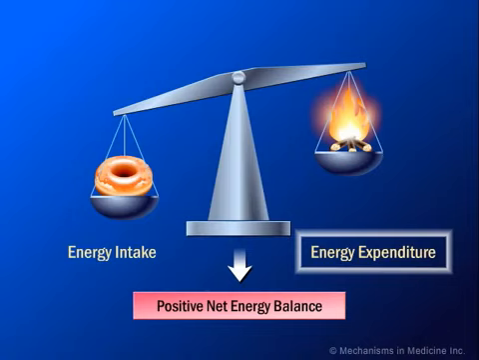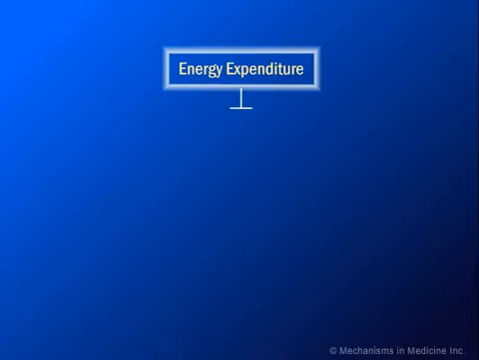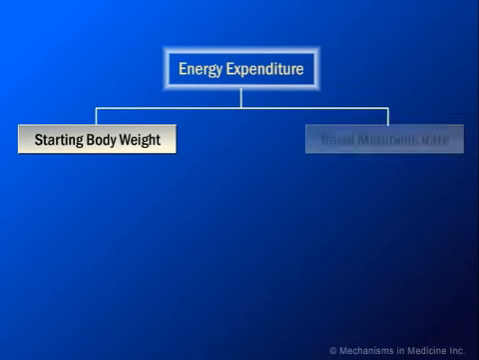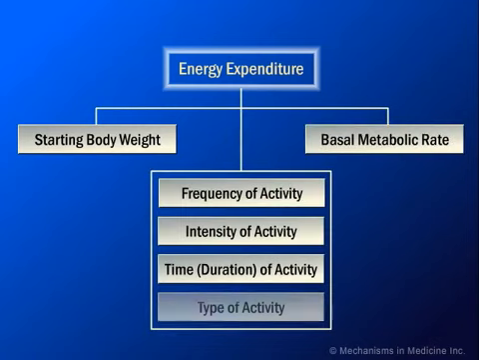Energy expenditure depends on a number of factors. This includes the starting body weight, the basal metabolic rate, and physical activity. With regard to physical activity, there are several key variables including the frequency, intensity, duration, and type of activity done.